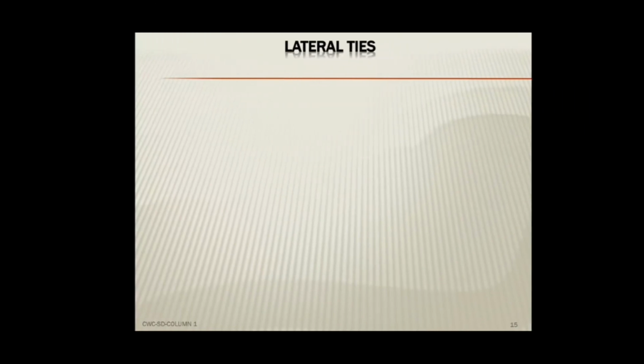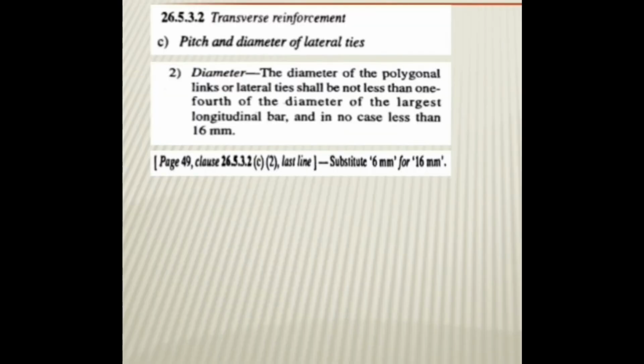Since we have finished the design of longitudinal reinforcement, let's think about the lateral ties. We have a few requirements specified by IS 456. The clause 26.5.3.2c along with an amendment says the diameter of the lateral ties shall not be less than 1/4 of the diameter of the largest longitudinal bar and in no case less than 6 mm. The amendment section you can see at the start of the code, just after the contents section.